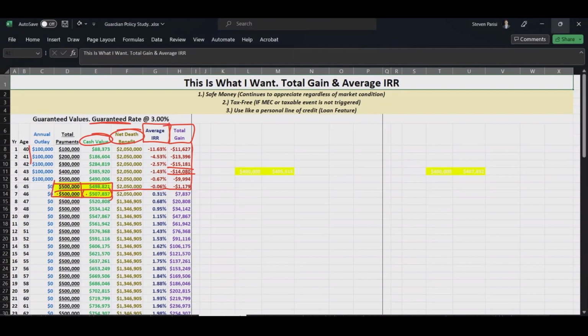So he's paid in a total of $500,000 over 5 years. By year 7, he's got 507 and change, which represents an average internal rate of return of 0.31%, which comes out to a $7,800 total gain. And then over time, here we go, let's look at year 20. 500 in, 700 in cash value. Death benefit is at 1.3. But there's your average IRR, 1.91%. And that comes out to a total gain of $200,000.